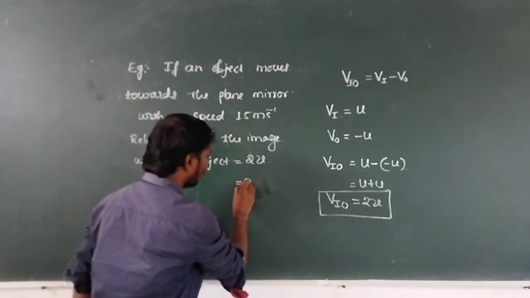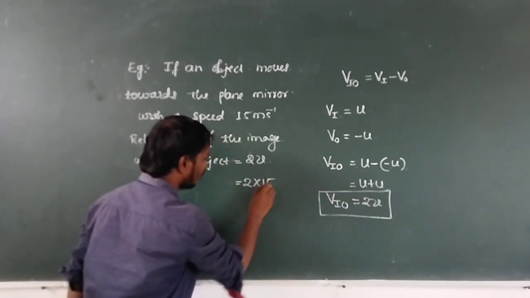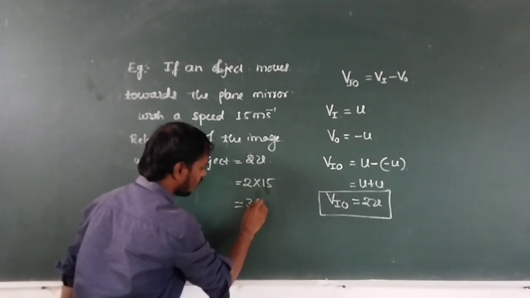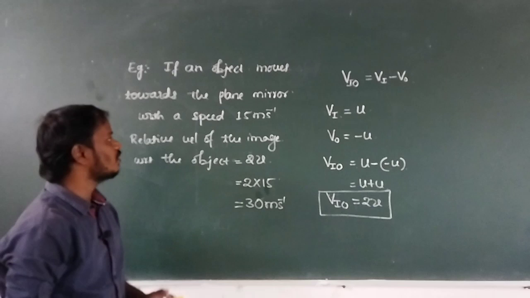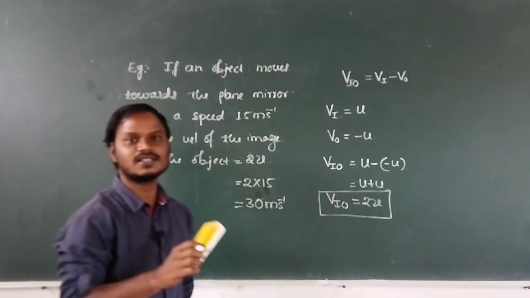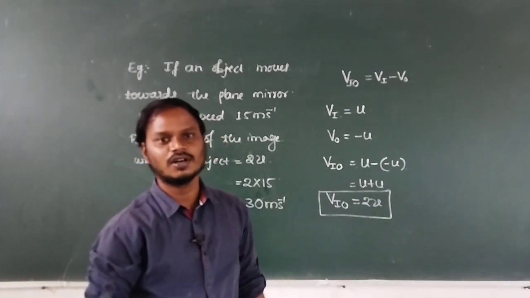Then we can write 2 into 15, that is 30 meter per second. This is the answer for the given question. Okay, so this is about the relative velocity of the image with respect to the object.